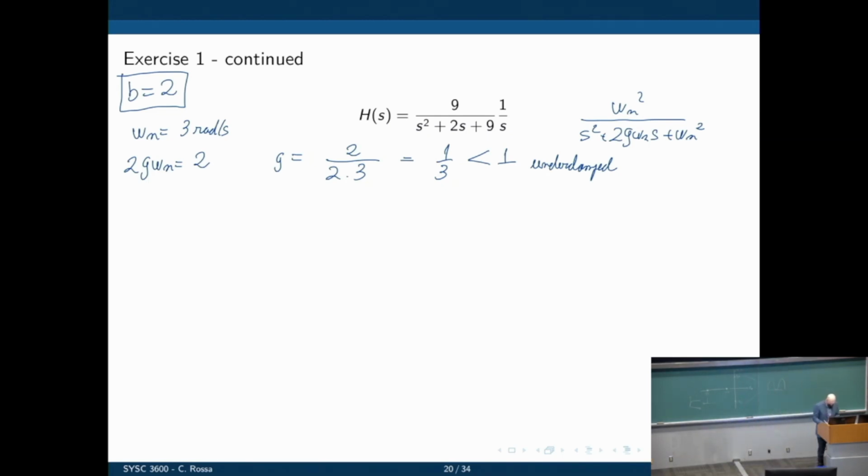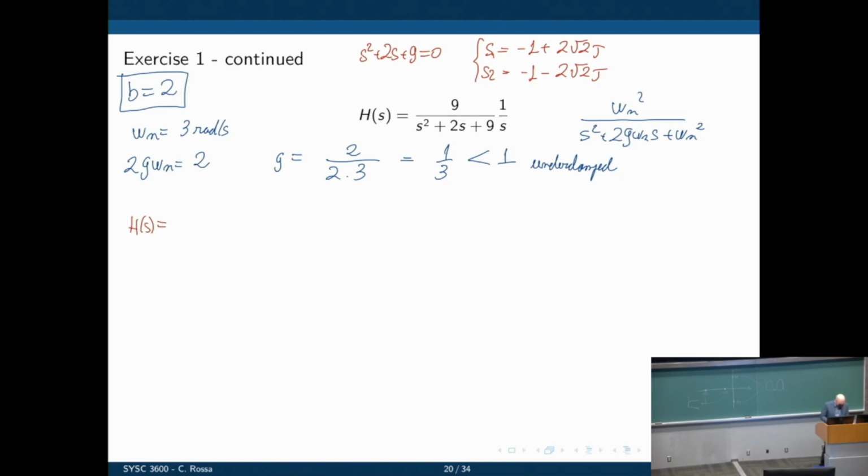And indeed they are. If we do s squared plus 2s plus 9 and equate that to 0, we'll find that s1 is -1 plus 2 square root of 2j, and s2 is -1 minus 2 square root of 2j. So we cannot split this s squared plus 2s plus 9 into a partial fraction with real numbers. We could do that with complex numbers and do the partial fraction decomposition using complex numbers. That's not a problem, but it will take a lot of time.